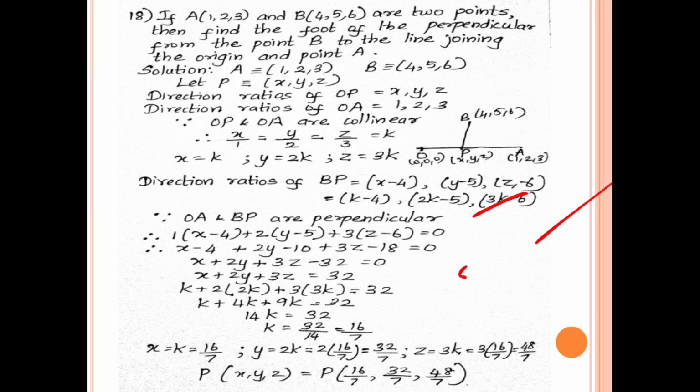Therefore, x is equal to k, which is 16 upon 7. y is equal to 2k, which is 32 upon 7, z is equal to 3k, which is 48 upon 7. Therefore, P, which we consider as the point (x, y, z), is equal to (16 upon 7, 32 upon 7, 48 upon 7). So here 5.4 is completed. We will start 5.5 now.